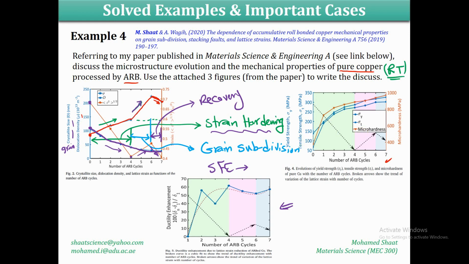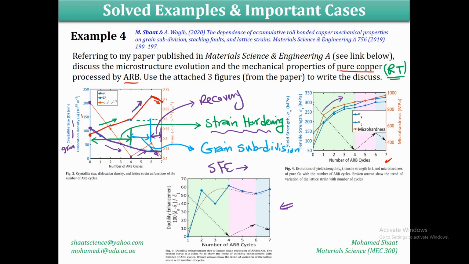It is very simple, as you can observe. We end up with a continuous increase in the 3 mechanical properties, the yield strength, tensile strength, and hardness. All of them are increasing as we increase the number of accumulative roll bonding cycles. What is the reason? The reason is the strengthening mechanisms. So how many strengthening mechanisms are found here? We have only 2 strengthening mechanisms. Why? Because we didn't make an alloy.